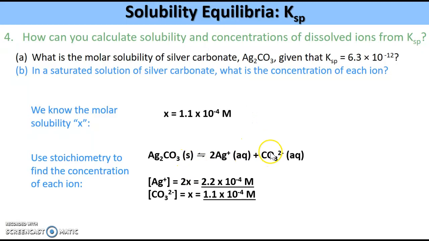Carbonate, like we already said, is a 1 to 1 ratio with the salt. So carbonate's just going to be the same as X, 1.1 times 10 to the minus 4. Silver, on the other hand, is double. For every 1 mole of this salt, you have 2 moles of silver. So we need to double our value and get 2.2 times 10 to the minus 4 molar.